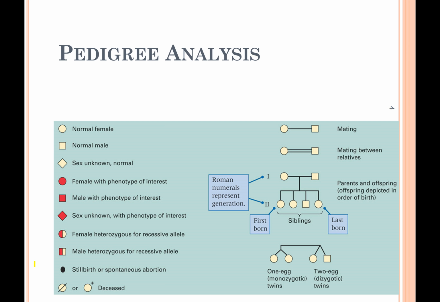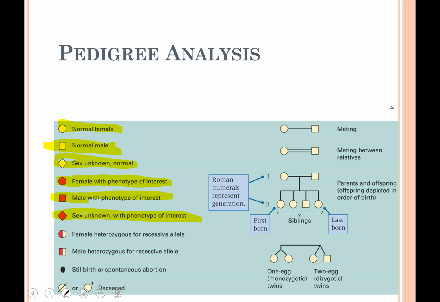Now let's go over the structure of a pedigree real quick. Females are represented as circles. Males are represented as squares. And if the sex is unknown, it's represented as a diamond. If you see a female with a shaded circle, that means that is the phenotype of interest. So if you're tracking a disease like hemophilia, and a female has hemophilia, she would have a shaded circle. Same thing for a male. If the male has that trait, it would be shaded. Same thing if the sex is unknown.